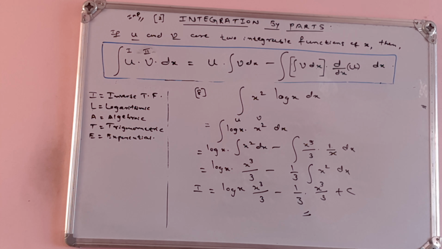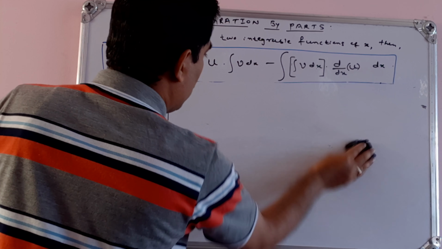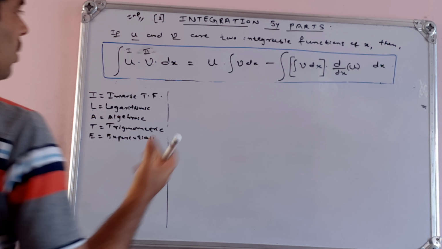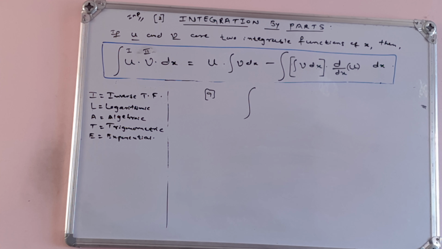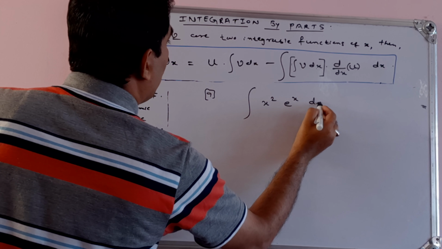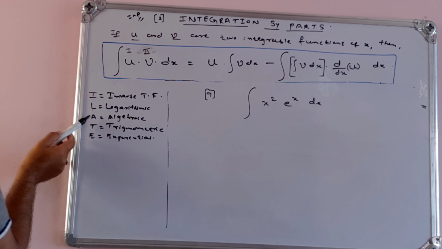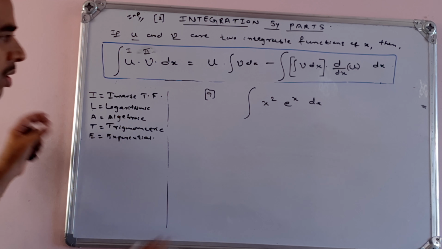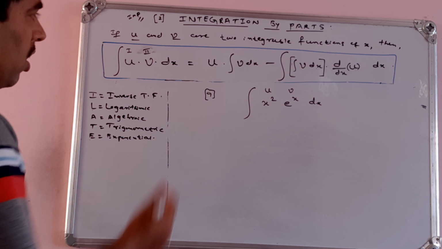So note down the solution of this. Then let us go for another problem, okay? See, ninth one. So let us integrate x square into e to the power of x. So observe carefully. Algebraic function, exponential function. Okay, algebraic function and exponential function. So no need to interchange here. So take this as first function and this as second function because it is already according to the order.